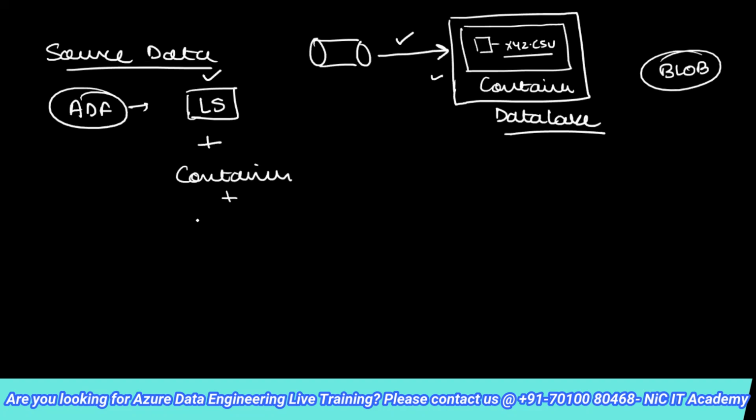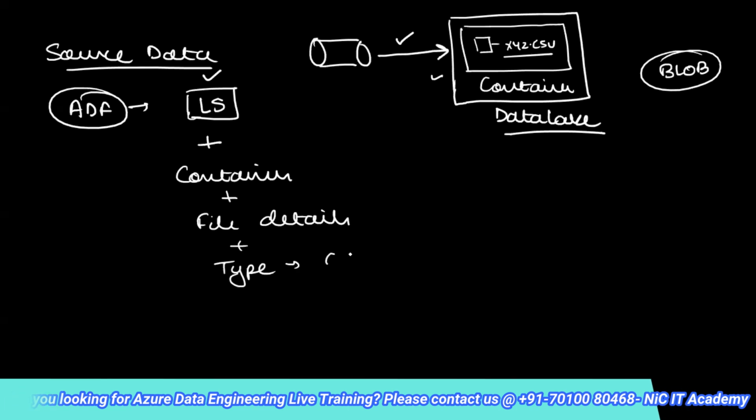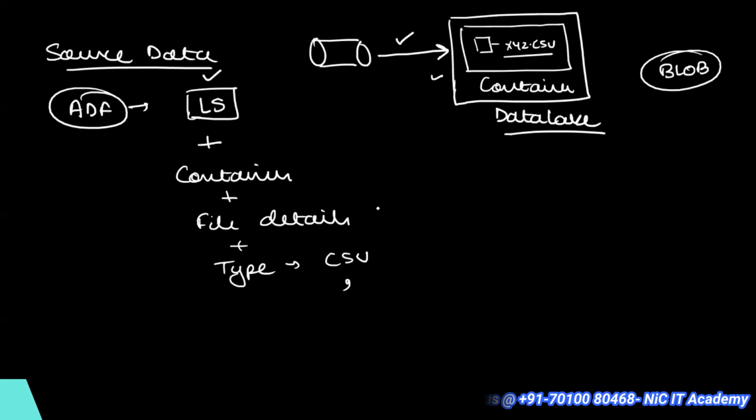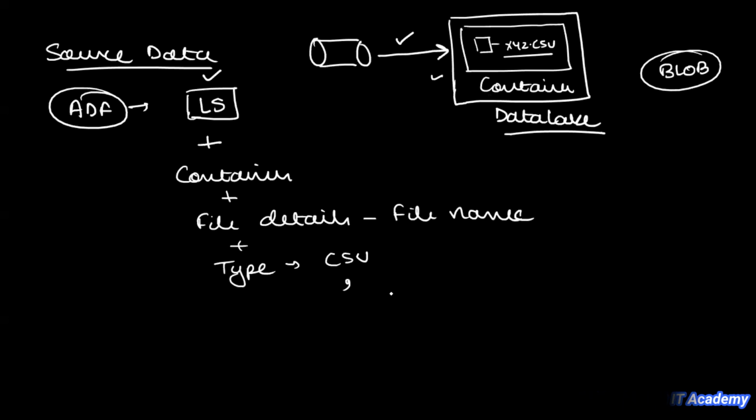Along with that, I need to first give the file details, such as the name of the file. Then I need to give details such as the type of the file. Type of file will mean it's a CSV file. What is the delimiter? Comma is the delimiter. What is the line break? All of those details I need to give. So now you understand, just connecting to the storage account wasn't enough. I need to give the container details, the file name that you have to pick, and I also need to tell you the type of that file, if it's a Parquet based file.